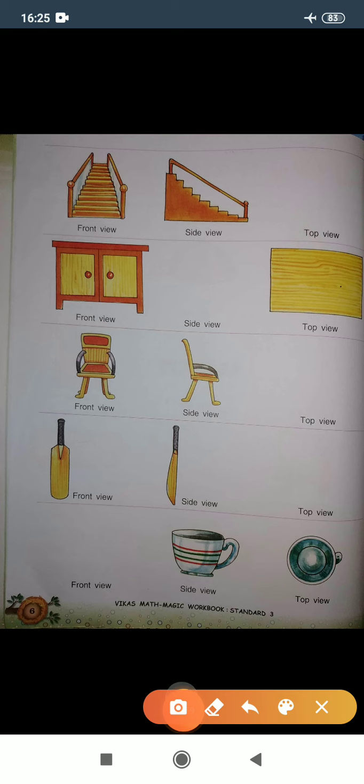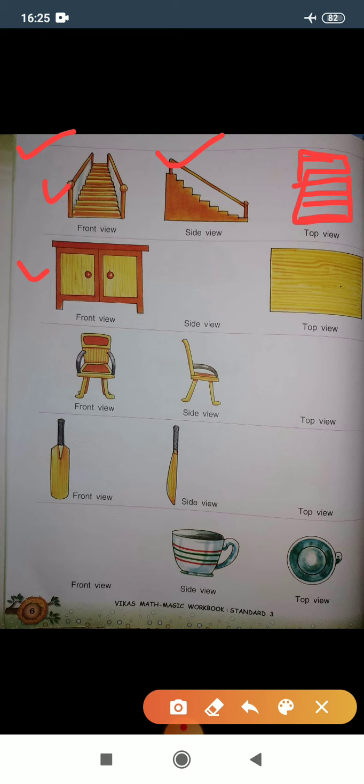Again, the next question is, the picture given here is of stairs. Everyone knows what stairs are. So this is a front view of the stairs. This is a side view of the stairs. Now we need to draw the top view of the stairs. So simply if we see from the top, we can simply draw the stairs like this.